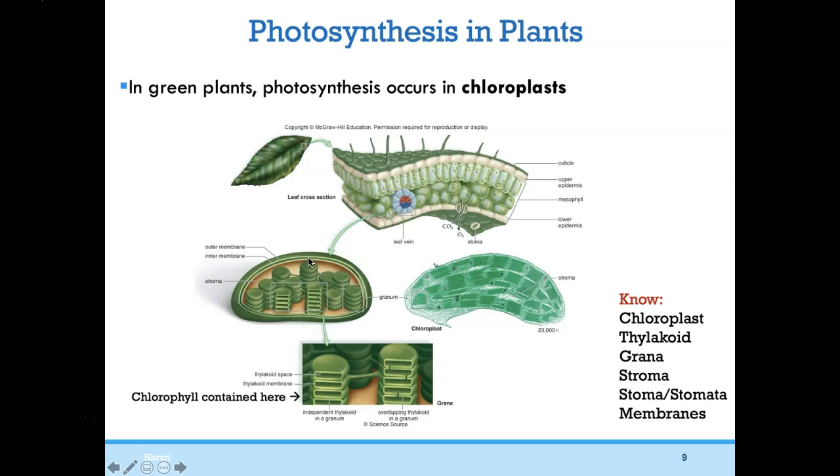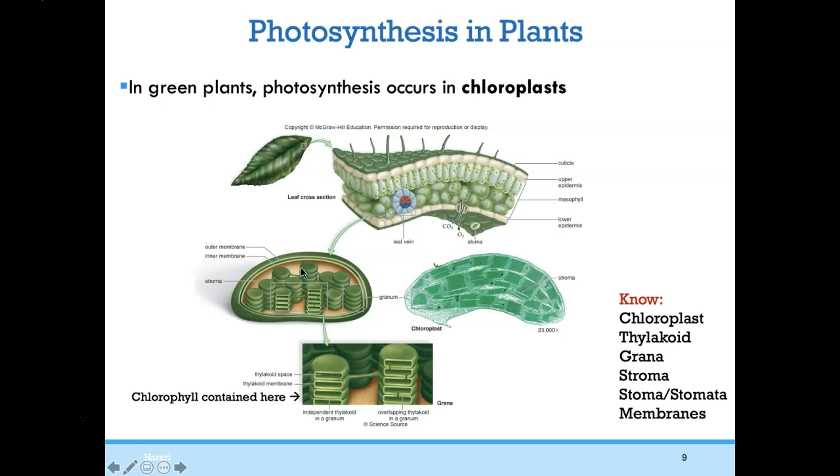Chloroplasts have two membranes. They have an outer membrane and an inner membrane, but they also have a third type of membrane called thylakoid membranes. And thylakoids are these discs, like flattened membrane sacs that are arranged in stacks. These stacks are called grana, which is plural. Each one is called a granum. So these are overlapping thylakoids in a granum here. And chlorophyll is contained in the thylakoid membrane. So that's important for you to know. Chlorophyll is contained within the thylakoid membrane.